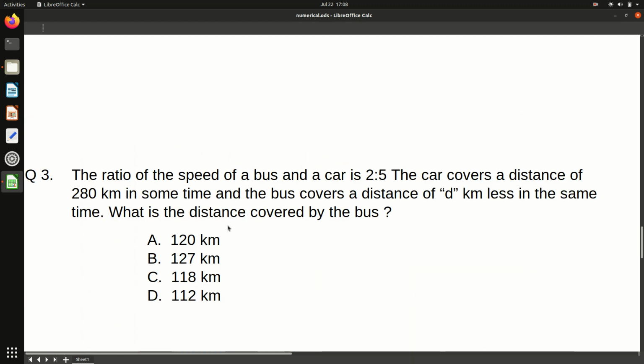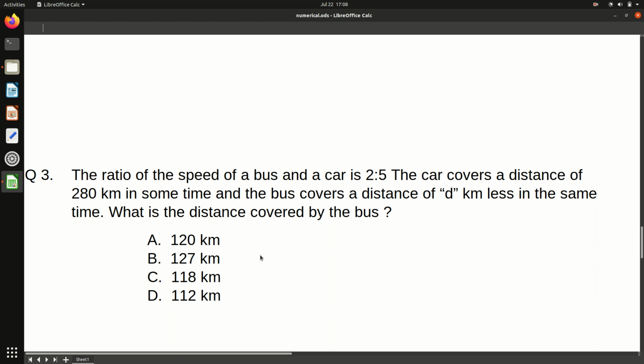Now we will move to the third question. So you can pause the video and try. Okay. So this question is from the topic speed and distance.